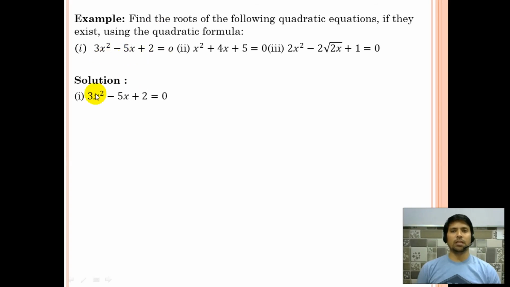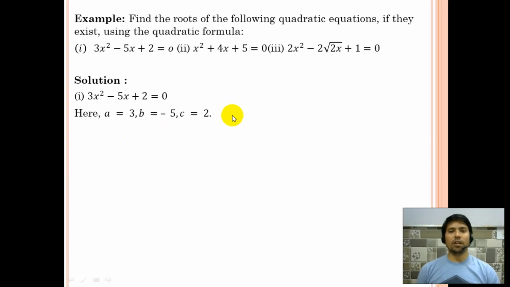This is 3x square minus 5x plus 2, and now on comparing this with ax square plus bx plus c, we can find the values of a, b and c. That is, a is 3, b is minus 5, c equals 2. Now we have a, b, c, all the terms, because we know that a is the coefficient of x square, b is the coefficient of x and c is the constant term. So we have written a, b and c as 3, minus 5 and 2.